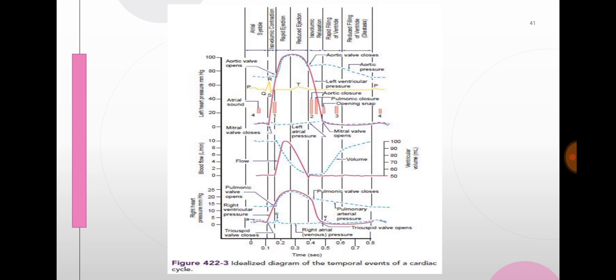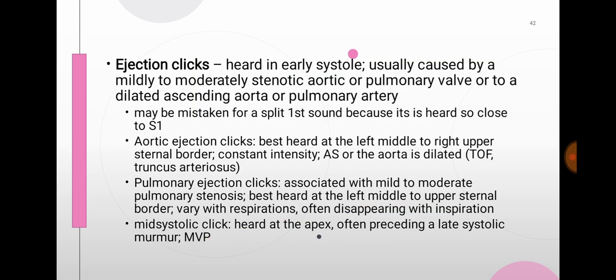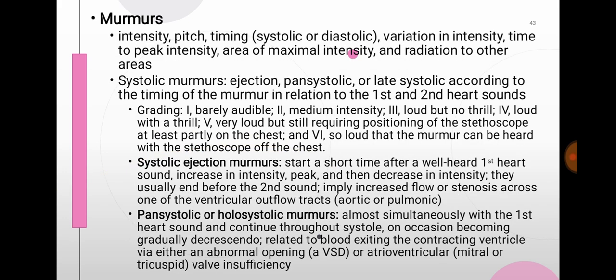Just review your cardiac function, your filling time, your closure, your opening of your valves. You also have your ejection clicks. So your murmurs. Your murmurs are very important. You have to characterize them. You have to locate them. You have to know where they are radiating so that you have an idea what might be the problem of your patient. How many grades do we have for murmurs?